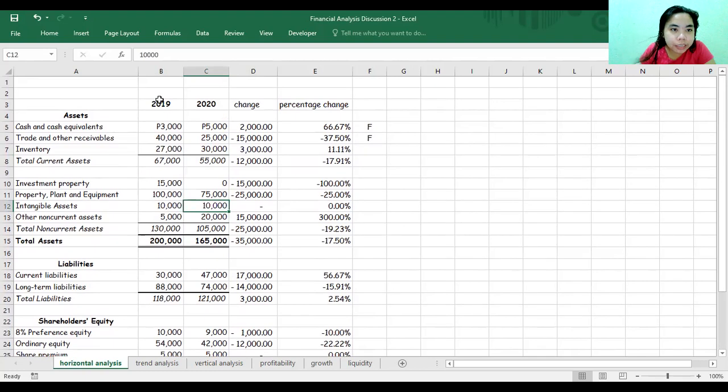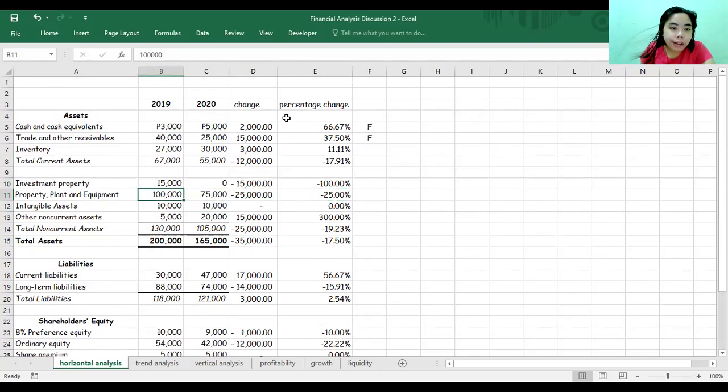So for the non-current assets, for investment property, from 15,000 to 0. So maybe they sold their investment property, that's why it went to zero in 2020. For the property, plant, and equipment, from 100 to 75, so there is a decrease in our property, plant, and equipment of 25%, representing 25,000, or 25% as percentage change.